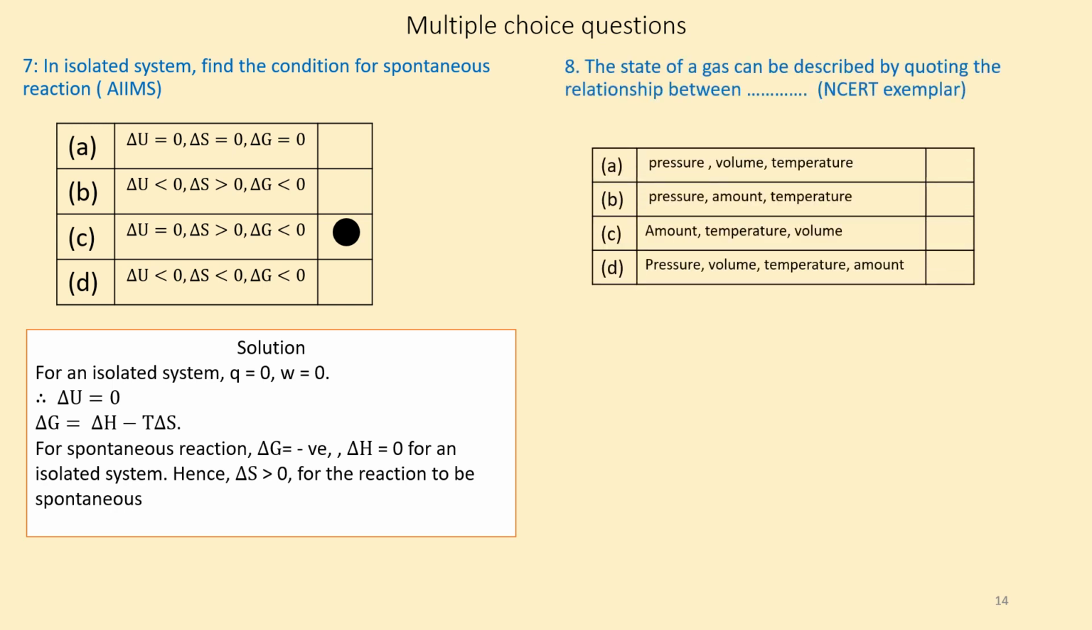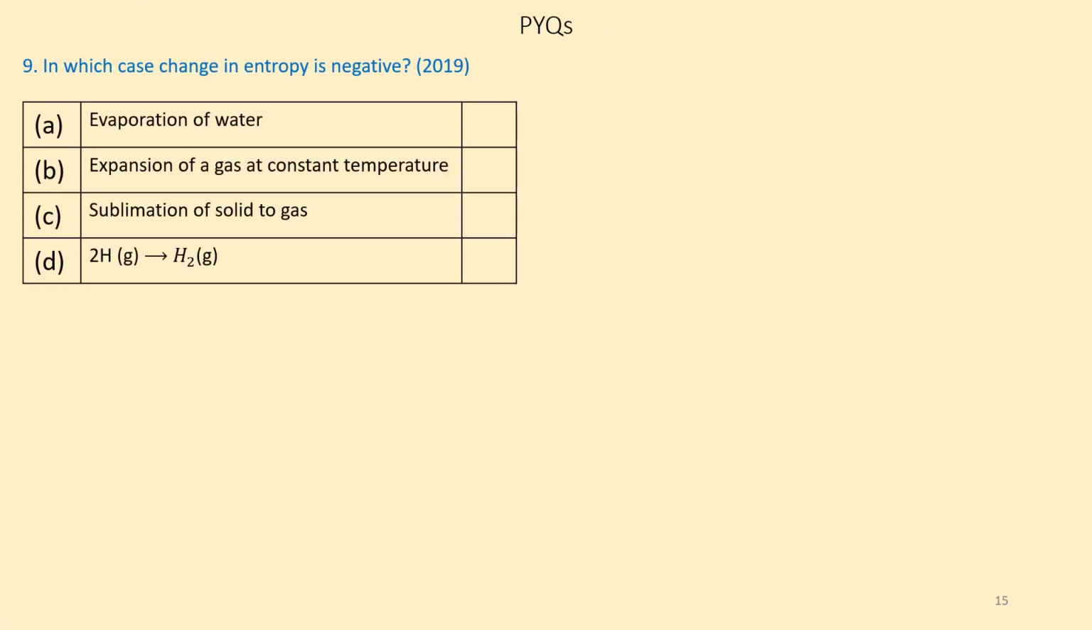Next question. The state of a gas can be described by quoting the relationship between. So this is an NCERT exemplar question. So 4 options are given, and option D has given 4 properties, that is pressure, volume, temperature, and amount. So this is the correct answer. So remember and mark option D as the correct answer.